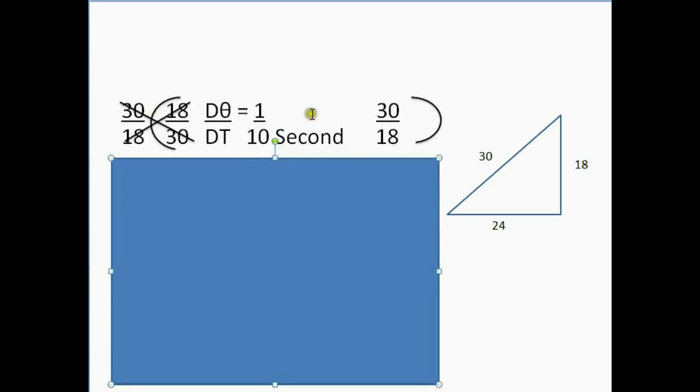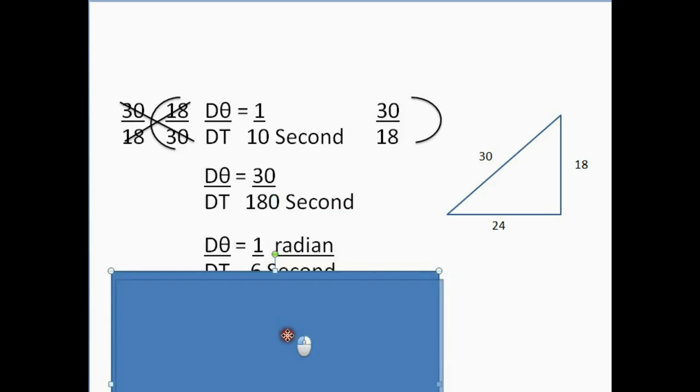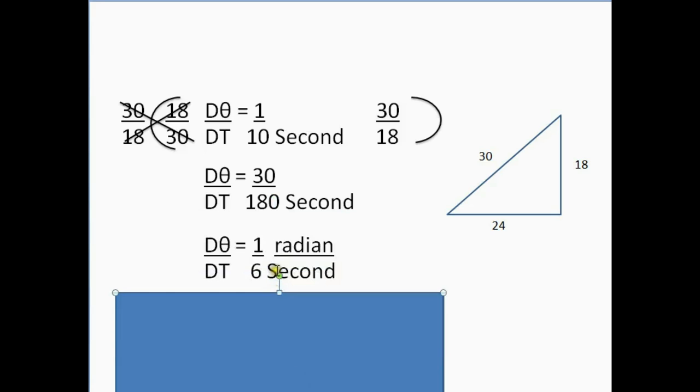Once we do that, this crosses out and we get dθ/dt is equal to 1 over 10 seconds times 30/18. The reason we don't have a unit is because we're solving in radians, so it makes sense that our unit's going to cancel. So we come down and we get dθ/dt is equal to 30 over 180 seconds. We simplify that to get dθ/dt equals 1 radian every 6 seconds. And that would be your rate of change for theta, which would be right there.